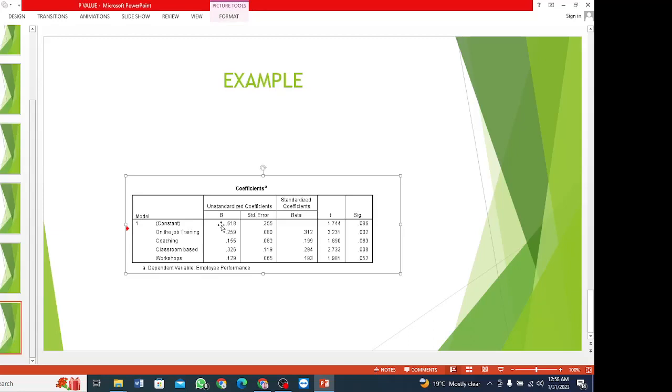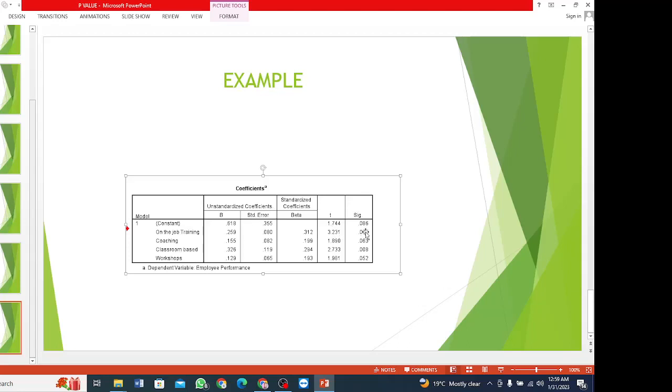In this video, I'm going to use the example that we used in the previous video where we were explaining the regression coefficient, and this will help us to interpret the p-value, which is used alongside the regression coefficient in making your conclusion about the relationship between the variables that you are modeling. So in this example, we had employee performance as the dependent variable. Then the independent variables are on-the-job training, coaching, classroom-based training, and workshops.